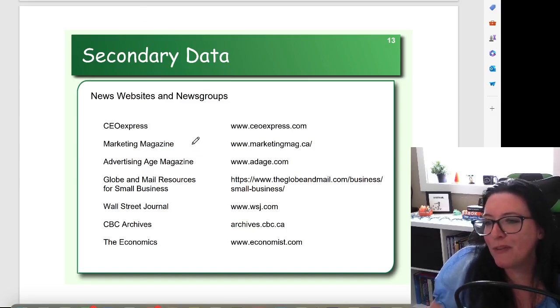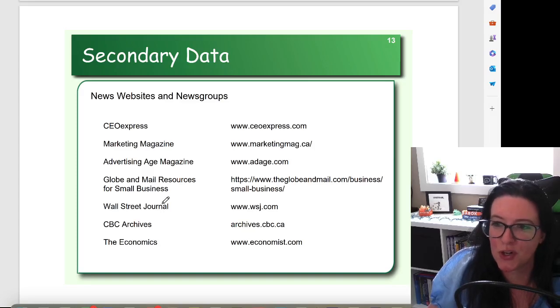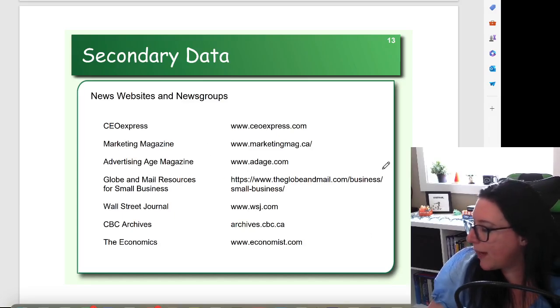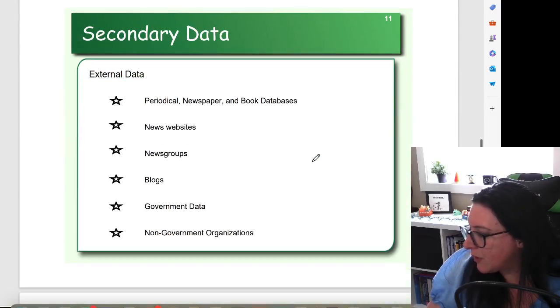So we can collect information from other sources. These are news sources, CBC. You can look back at old newspapers, Wall Street Journal. The Globe and Mail has an area where it provides information specific to small business operations. So you can see that we can collect news information here. So we have news websites, news groups, blogs.